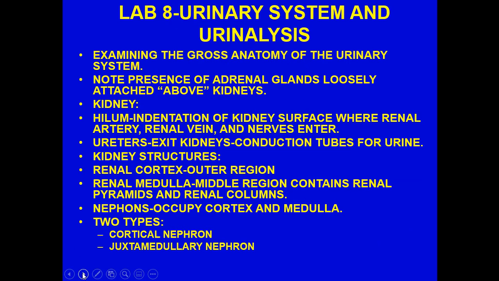Let's get started. When we examine the gross anatomy of the urinary system, we note the presence of the adrenal glands loosely attached above the kidneys. I put above because the other way to call the adrenal glands is suprarenal glands. Now, the kidney itself, its gross anatomical structures include the hilum, which is an indentation of the kidney surface where the renal artery, renal veins, and nerves enter. The ureters exit the kidneys. They are the conduction tubes for urine.